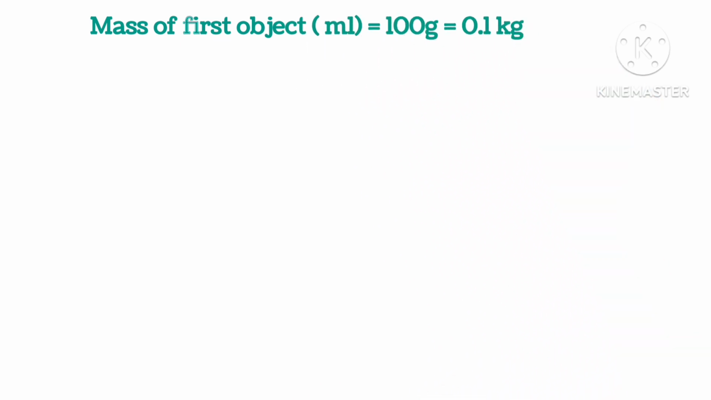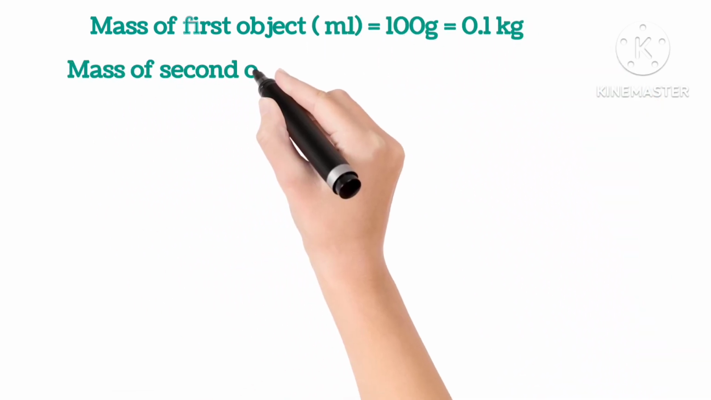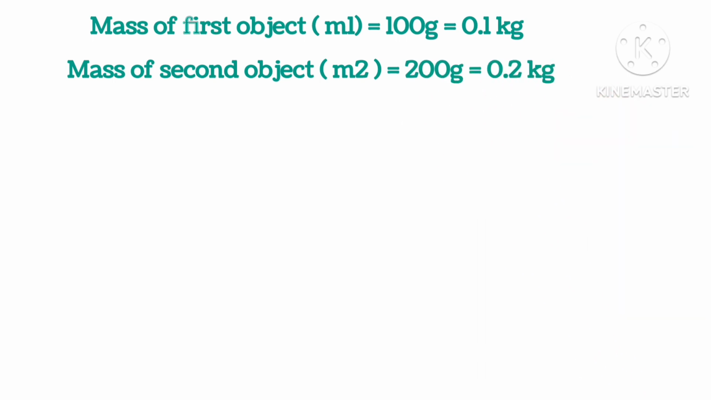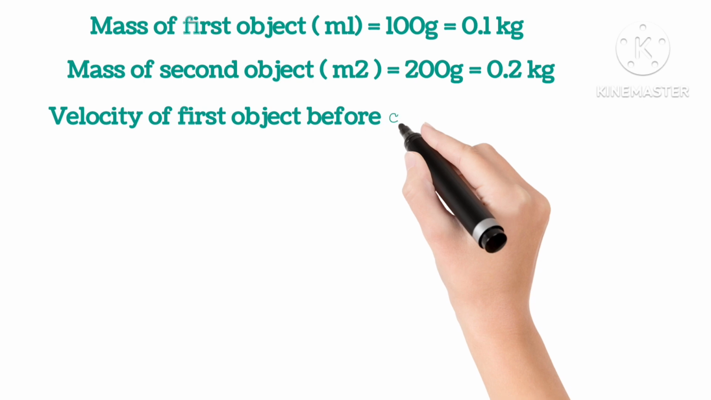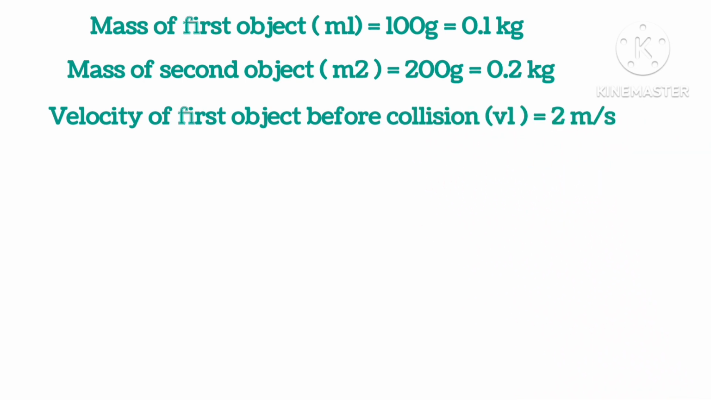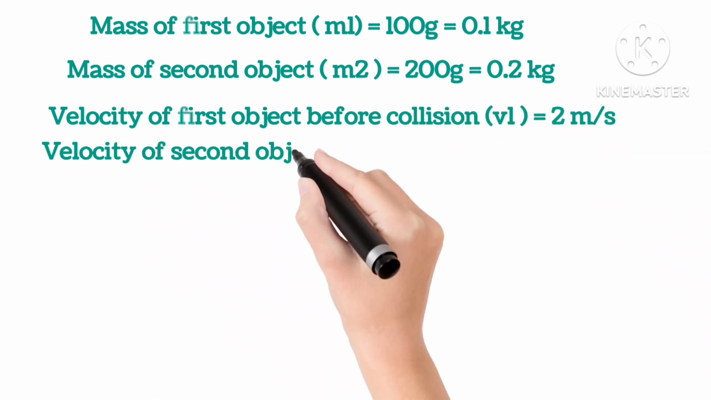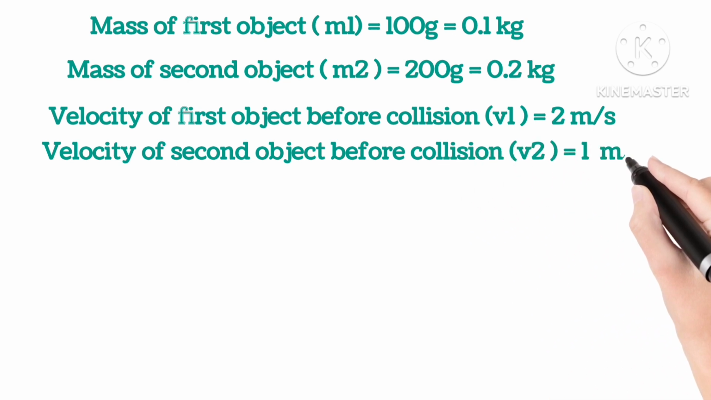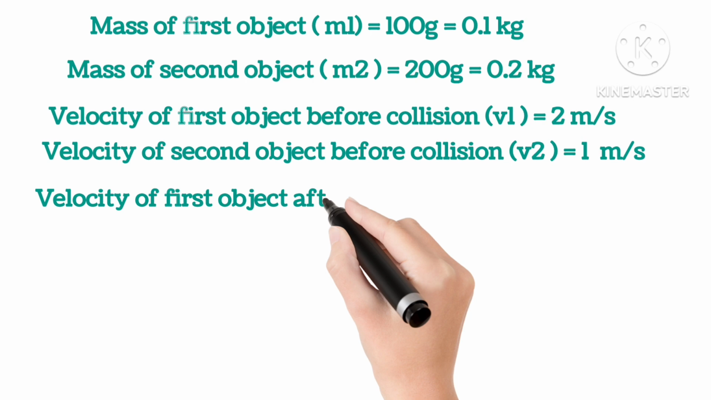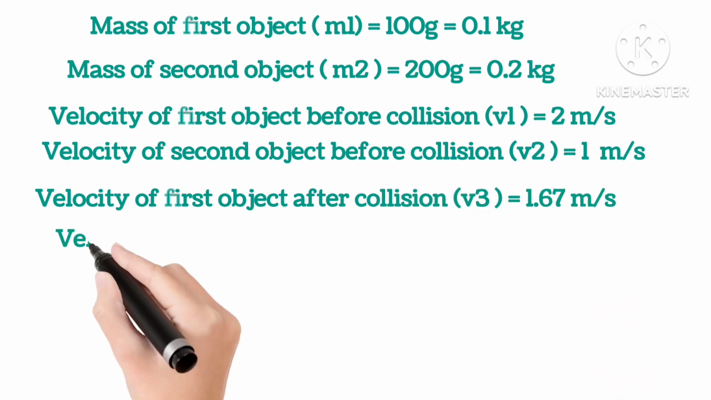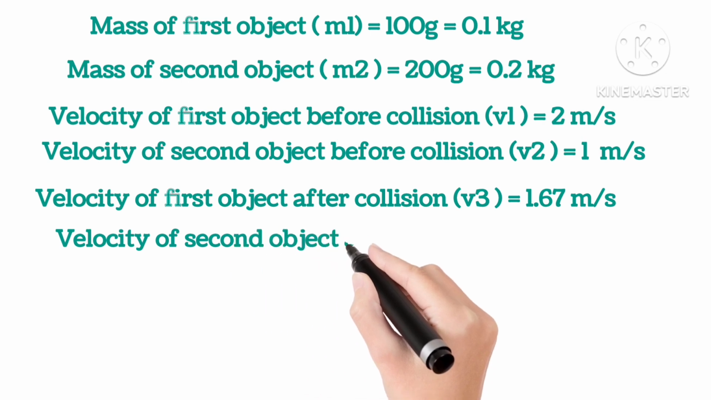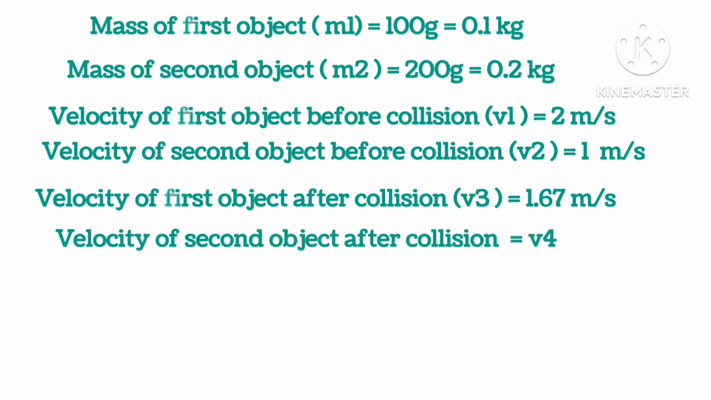So the mass of first object is 0.1 kg. Mass of second object is 0.2 kg. Velocity of the first object before collision, V1, is 2 meter per second. Velocity of second object before collision, V2, is 1 meter per second. So the velocity of first object after collision is V3, 1.67 meter per second, and velocity of second object after collision is V4.